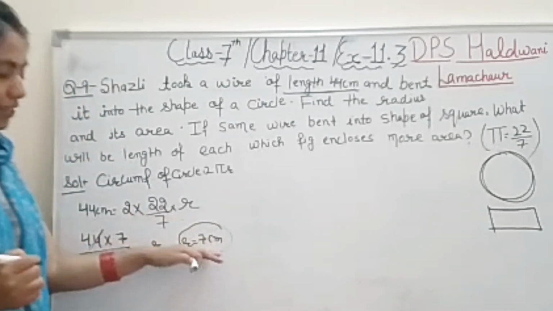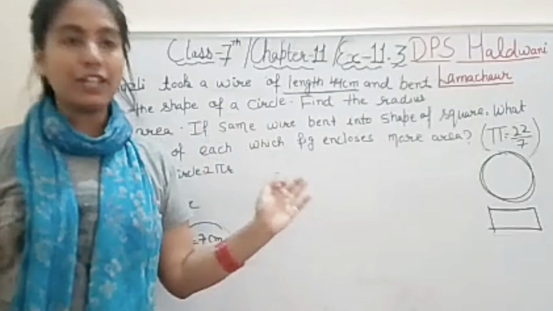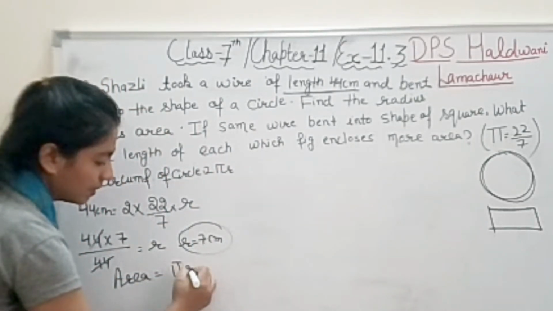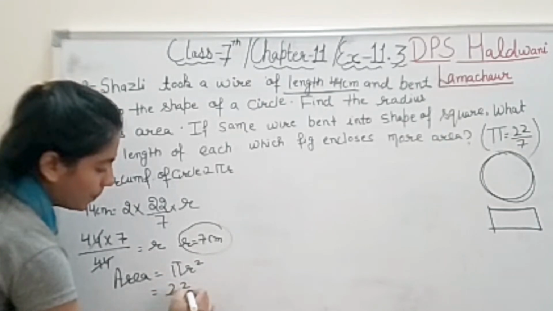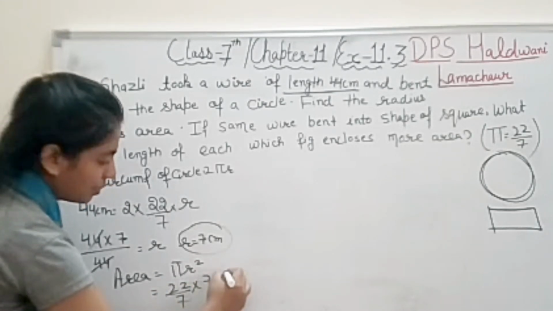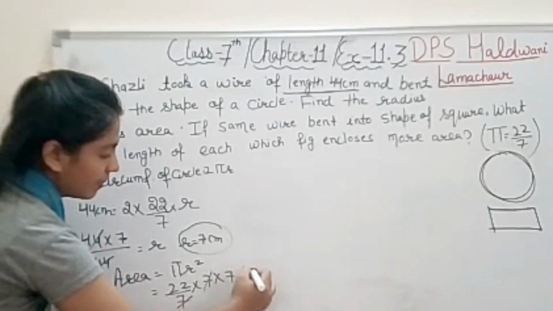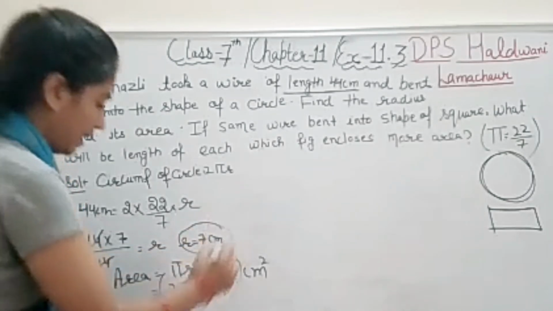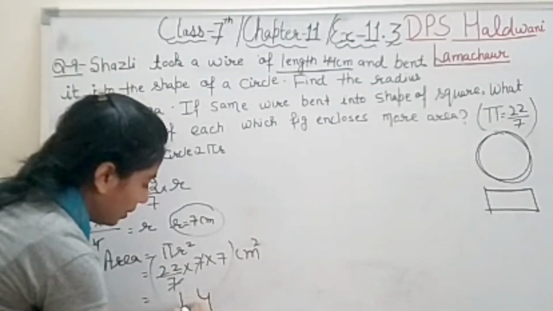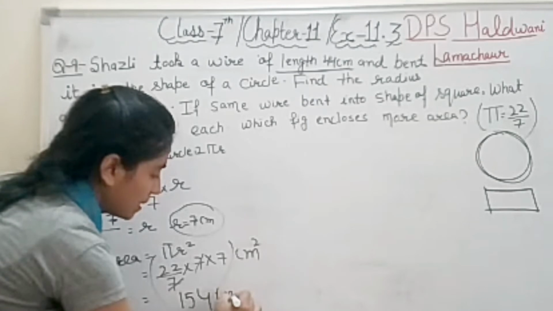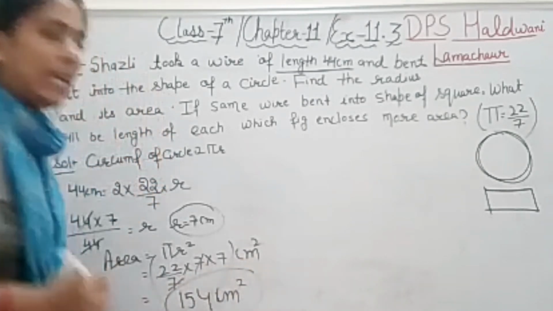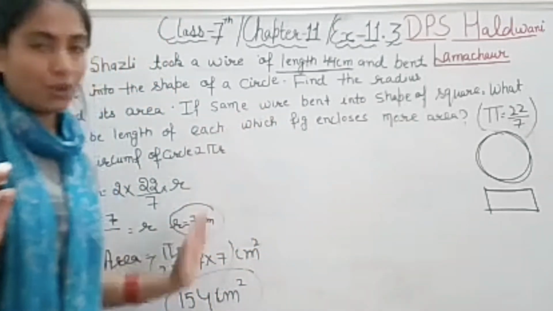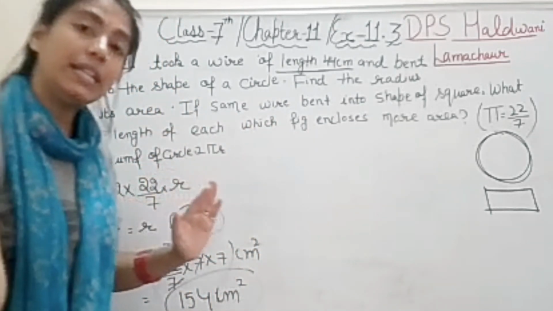Radius we found. Now with the help of the radius, we will find the area of the circle. What is area? Area we know is pi r square. So that is 22 upon 7, r is 7 into 7, 7 cancels out with 7, centimeter square. So 22 into 7 is 154 centimeter square, the area of this circle. Fine. This type of question we have already done. Now coming to the next part.